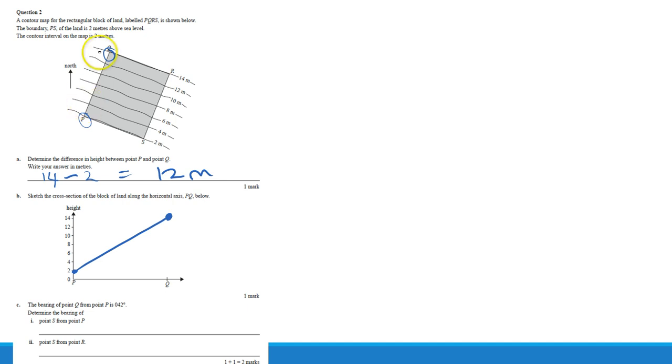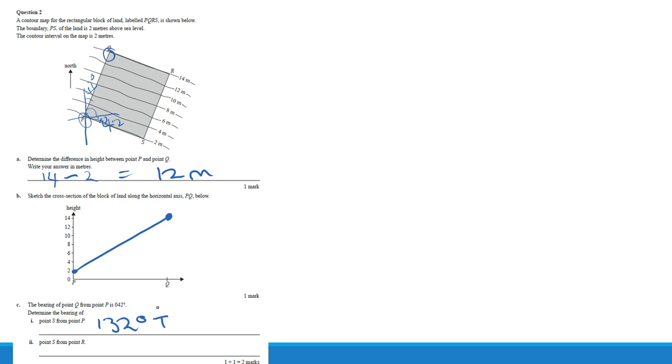The bearing of point Q from point P is 42 degrees. So point Q from P, so we're at P, that's 42 degrees in there. Determine the bearing of point S from point P. So that's 90 degrees and 90 degrees in there. If that's 42, that will be 42 in there. So the bearing is 90 plus 42, 132 degrees true.